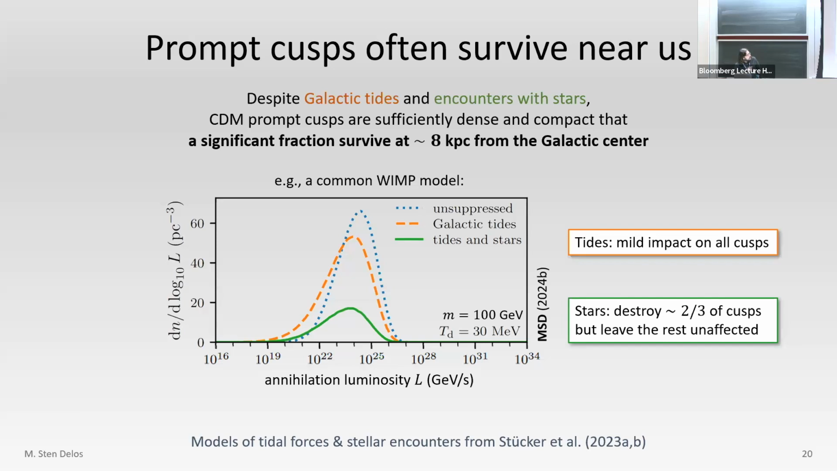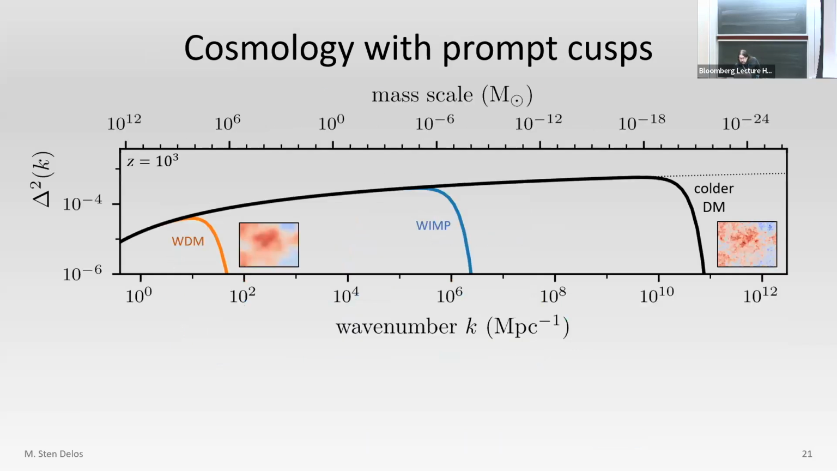Okay, and this is all based on some very nice modeling of tidal forces and the effect of stellar encounters from Jens Stucker. So I've established that prompt cusps would persist today, and now let's look at what this means for observations.